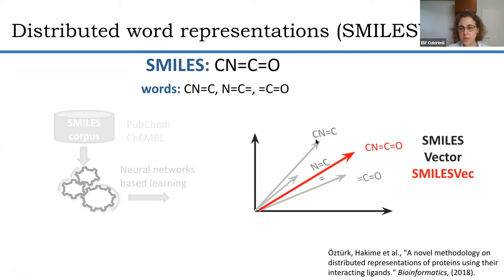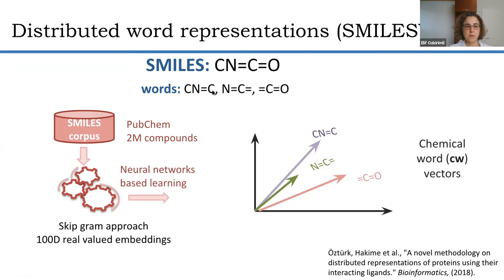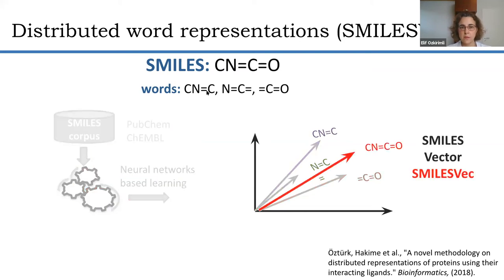Now that we have projected those words onto the space using this learning methodology, I have these individual words. You can imagine thousands and thousands of these words projected onto this space. Now I can pick the vectors that correspond to these words to come up with the SMILES-vec of my compound. That's the whole idea. The resultant vector is basically the compound vector for the chemical words.